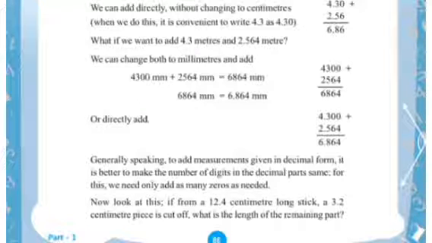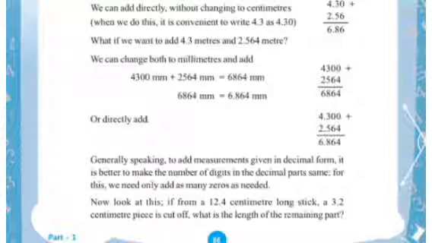Then there are a few examples given there. Generally, to add measurements given in decimal form, it is better to make the number of digits in the decimal part the same. For this, we only need to add as many zeros as needed. There is an example given there: adding 4.3 meters and 2.564 meters. Just provide the number of zeros after the decimal, whatever we need. Then add these two numbers.